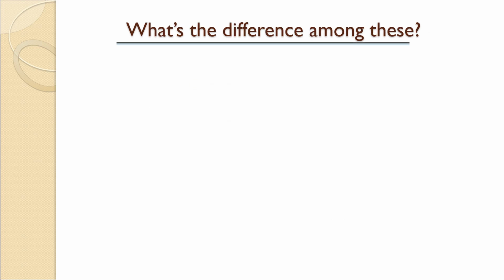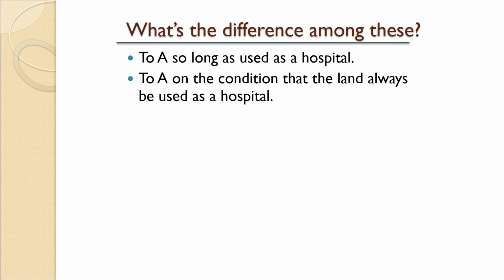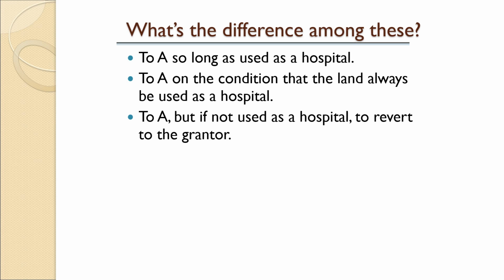So let's take a look at some examples and see if we can tell the differences among them. To A, so long as used as a hospital. Well, that sounds like a fee simple determinable, no problem. To A, on the condition that the land always be used as a hospital. That's probably a fee simple on condition subsequent. To A, but if the land is not used as a hospital, to revert to the grantor. Once again, that sounds automatic and therefore probably is going to be construed as a fee simple determinable.